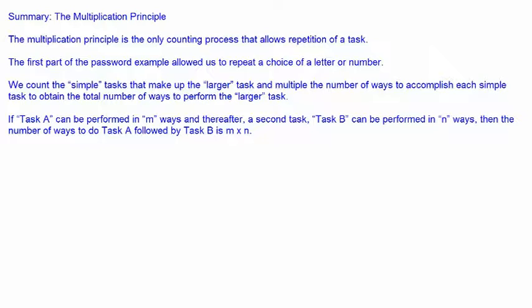That is to say, if task A can be performed in M ways, and after we've done that, a second task, task B, can be performed in N ways, then the number of ways to do task A followed by task B is M times N.